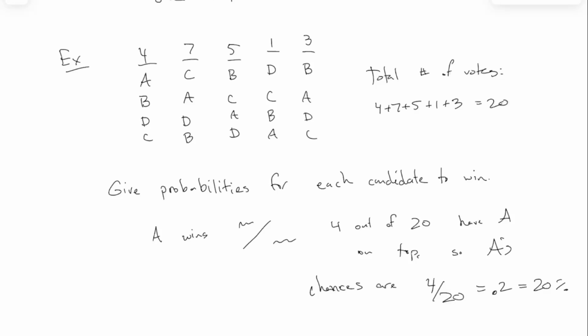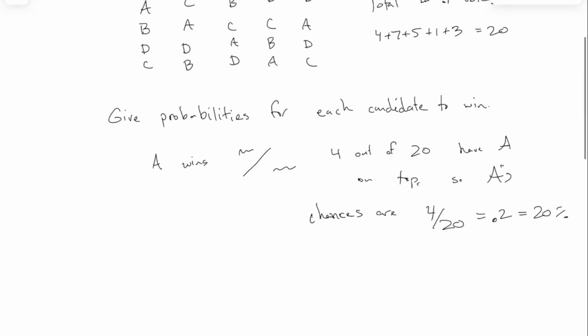This is how you figure out the chances that each candidate has of winning. It's how many votes did they get with them on top, divided by the total amount of votes that you're choosing from at random. All right, so A has a 20% chance of winning. And then you just say the same thing for the other candidates.